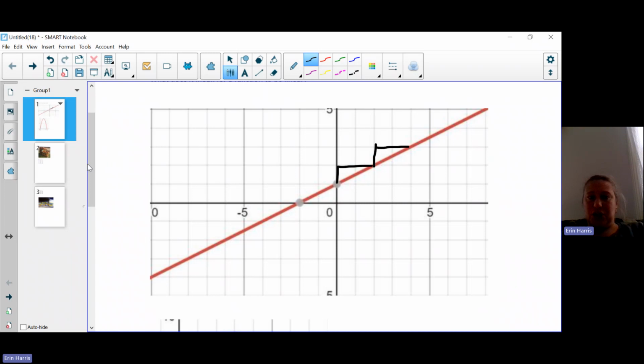Actually, write the equation of this line. Pause the video if you need to, and write the equation of this line right here.